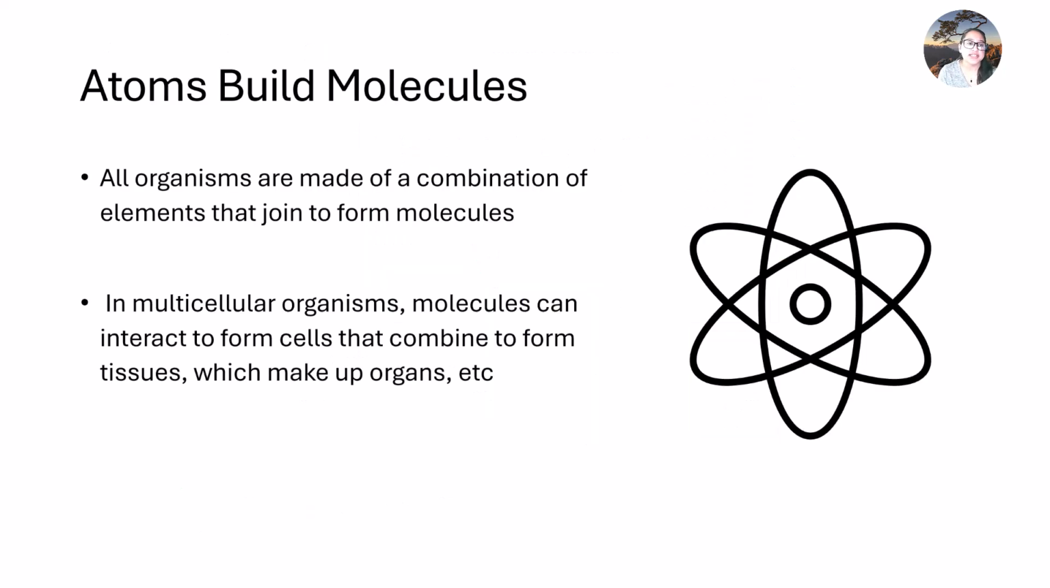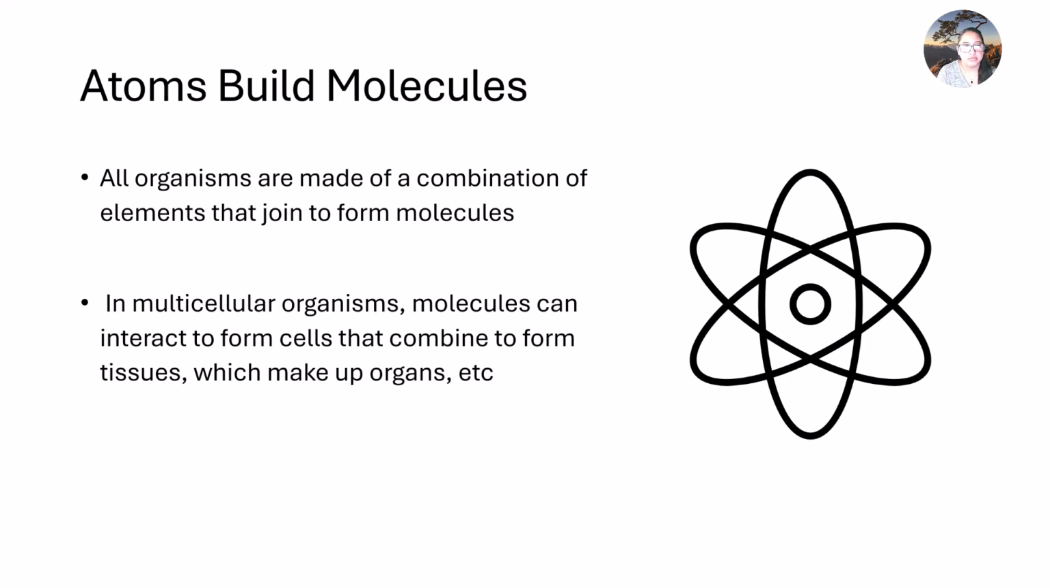All organisms are made of a combination of elements that join to form molecules. And in multicellular organisms, these molecules can interact to form cells. And multiple cells interact to form tissues, which then make up organs, and so on and so forth. So that's the big picture. Why do we care about chemistry? Because organisms are made of atoms, which make molecules, which make the cells and the tissues and organ systems and all that. So it is all related.